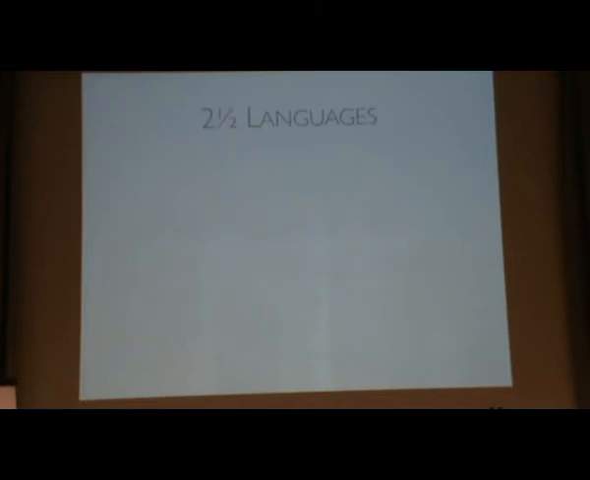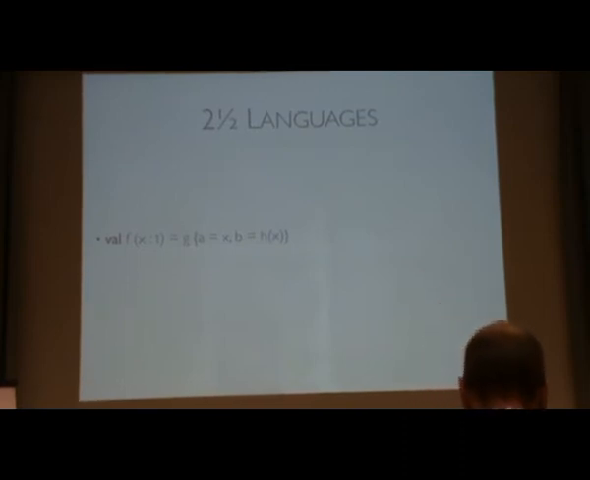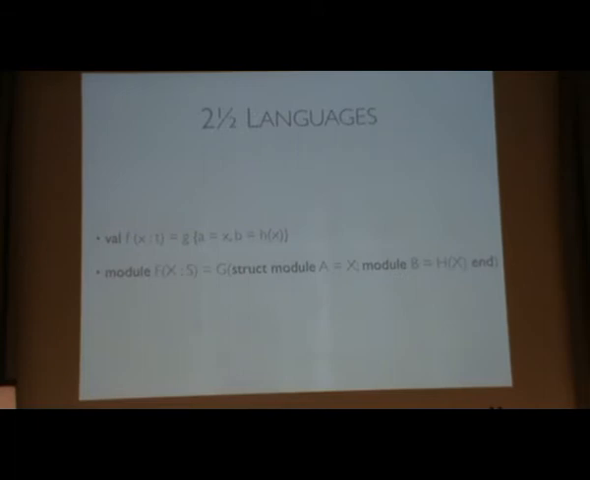So we speak of ML as the language, right? Or maybe in this room as the language. But as you're probably all aware, when you look at it, it's actually not one language. It's at least two languages. There's the core language where you have functions, records, and all kinds of other things. And there's the module level, which also has structures and functors, and they're mostly the same thing, but with completely different syntax and, of course, lots of subtle differences.